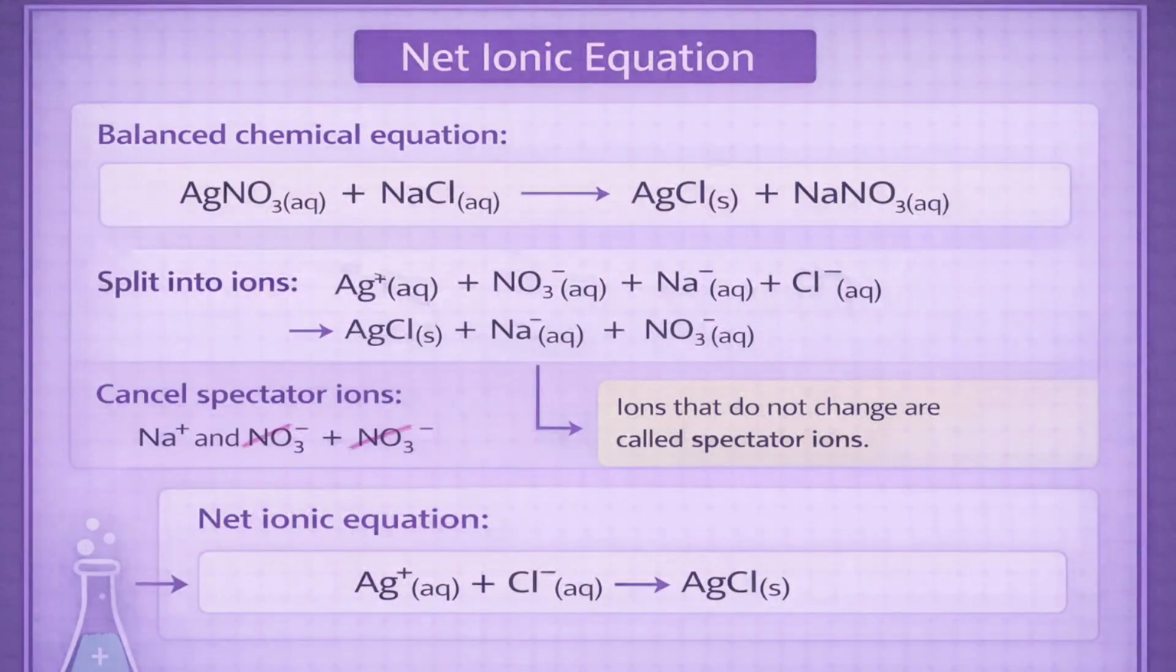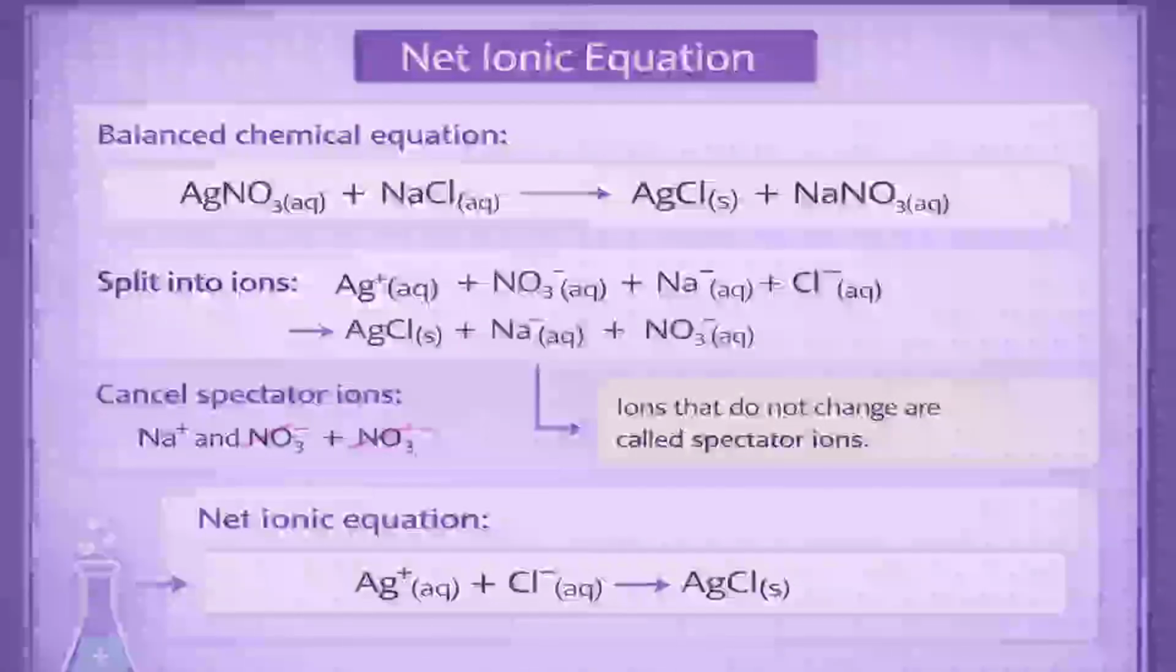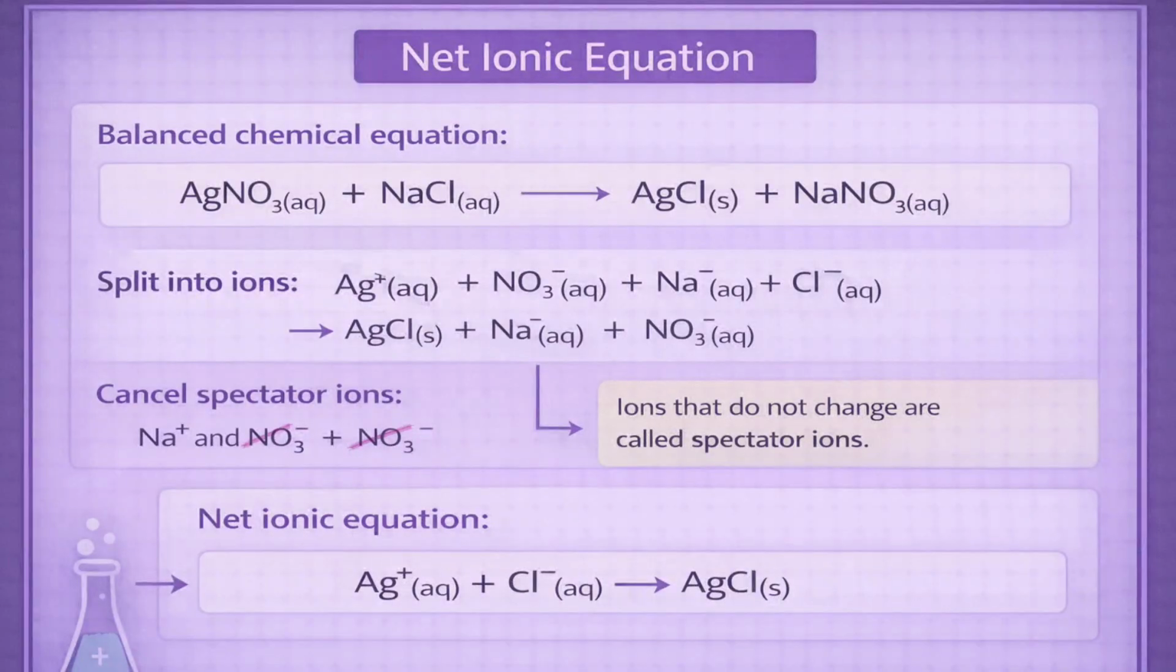Sodium ions and nitrate ions appear on both sides of the equation, meaning they do not take part in the reaction. We therefore cancel these spectator ions. The remaining ions form the net ionic equation. Silver ions react with chloride ions to form silver chloride precipitate. Ag+ aqueous plus Cl- aqueous produces AgCl solid.